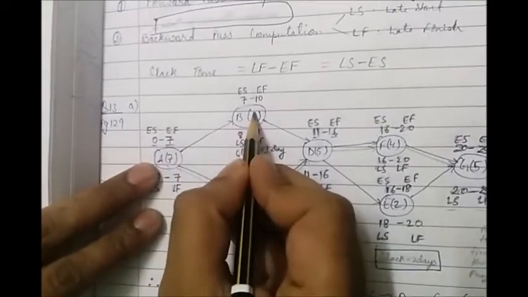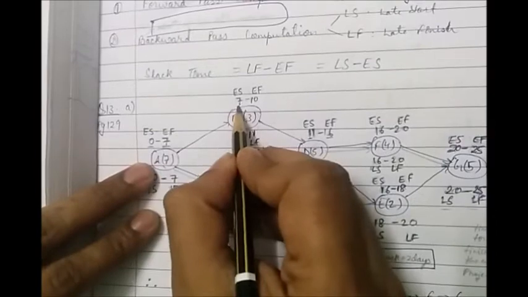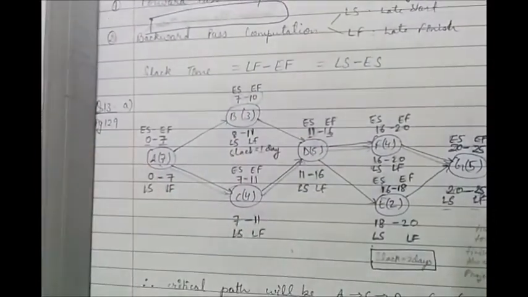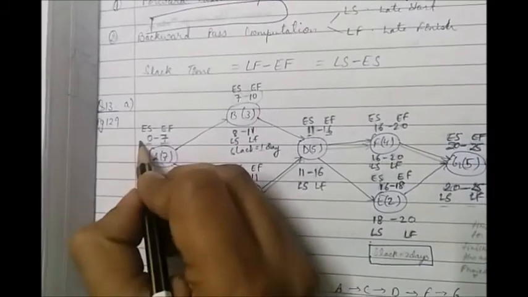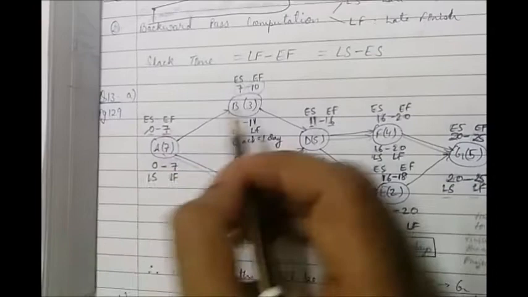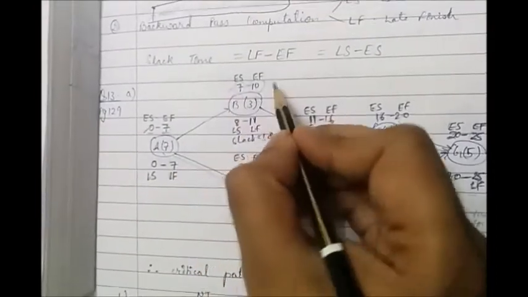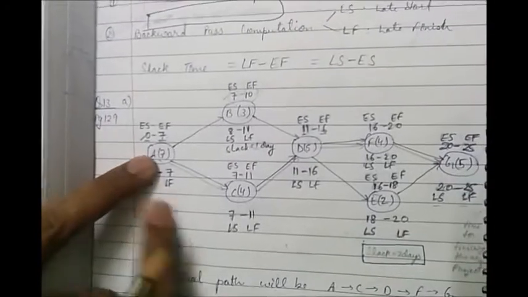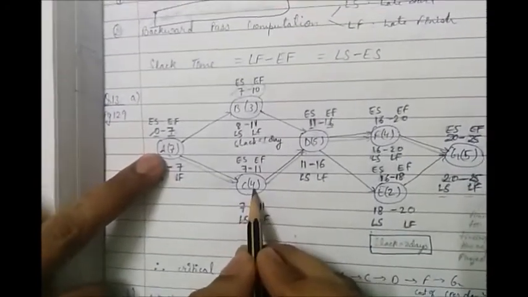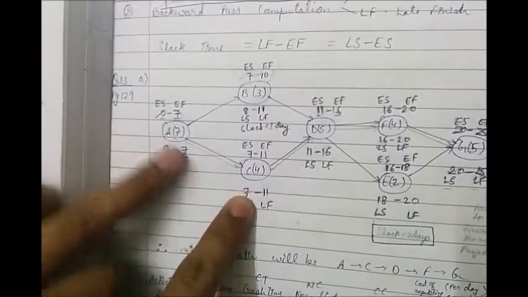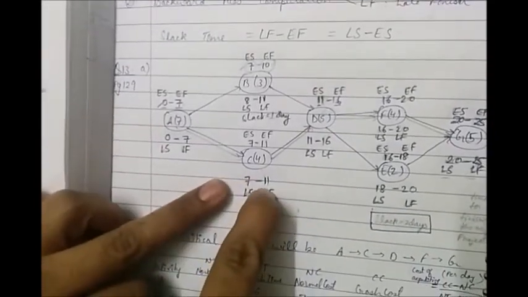Then we go to activity B. It takes 3 days to complete. So we can say that it starts off at 7 and ends at 7 plus 3, 10. Now in this case, the early start is 0 and early finish is 7. In B's case, early start is 7 and early finish is 10. Again, in this case, C, it takes 4 weeks to complete and it will start off as soon as A finishes. So it starts off at 7 and ends at 7 plus 4, 11.